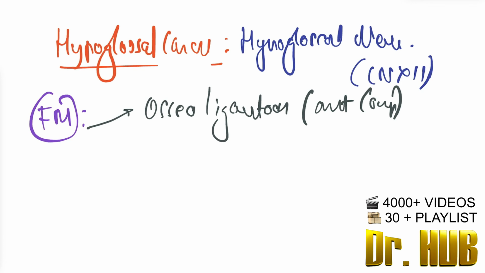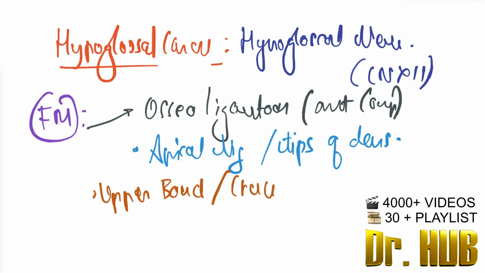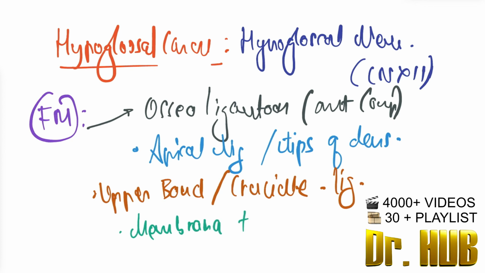So here, what are the structures? There is the apical ligament and the tip of the dens. Next, there is also the upper band of the cruciate ligament. Next, there is also a membrana tectoria.